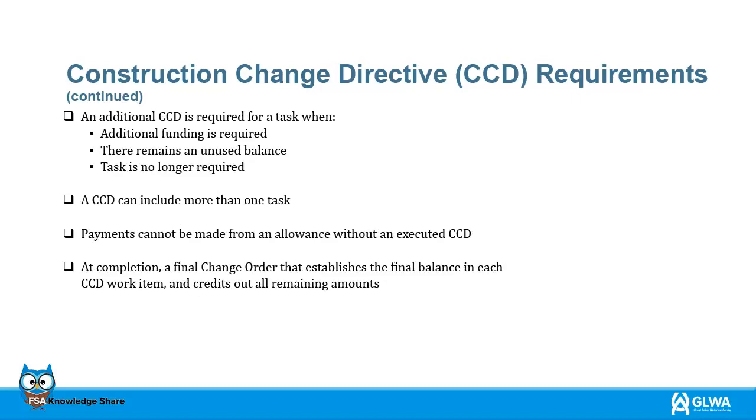An additional CCD is required for a task when additional funding is required, there remains an unused balance, or task is no longer required. A CCD can include more than one task. Payments cannot be made from an allowance without an executed CCD. At completion, a final change order establishes the final balance in each CCD work item and credits out all remaining amounts. This final step is a critical part of closing out the project.